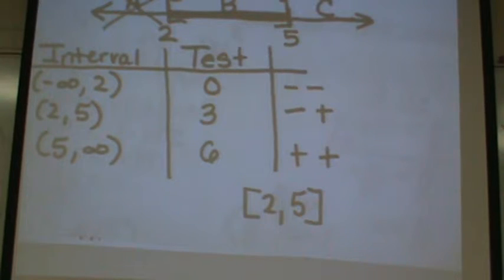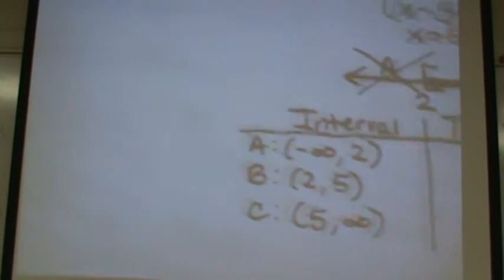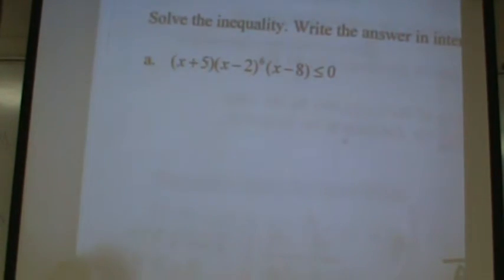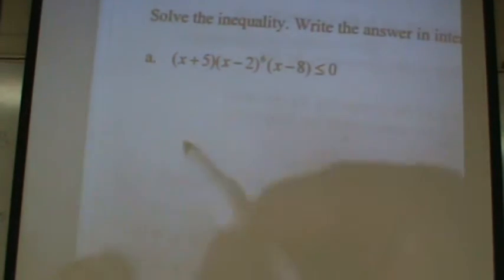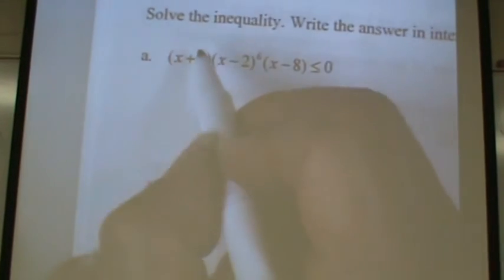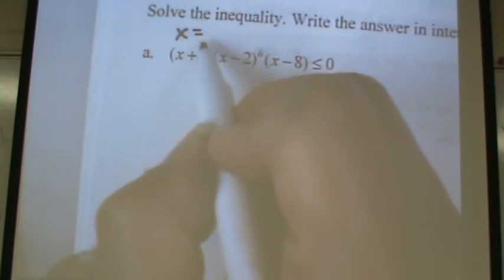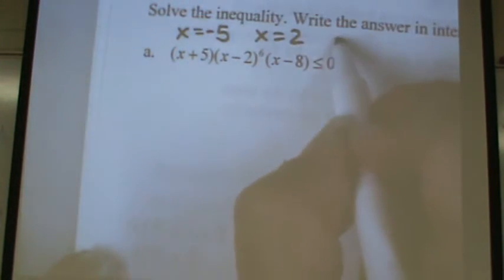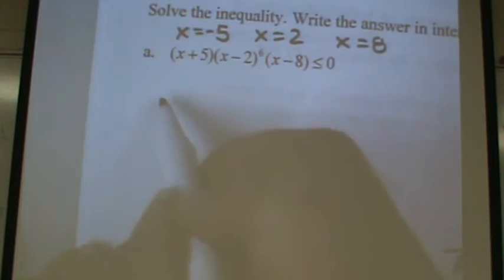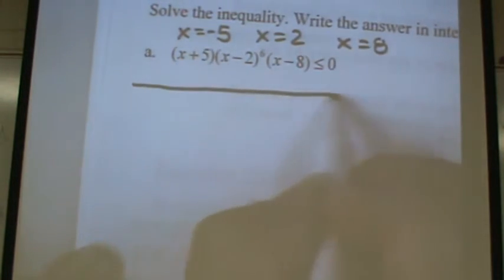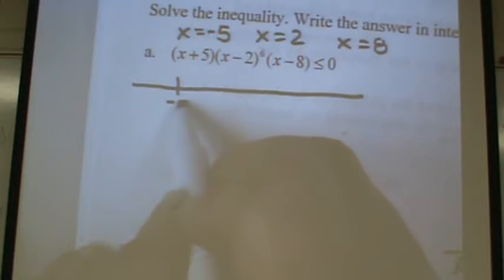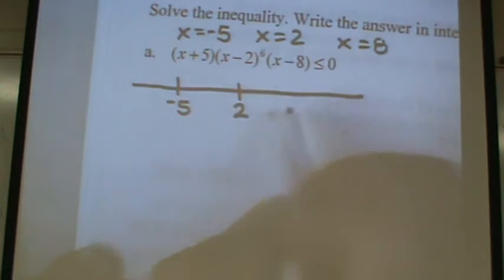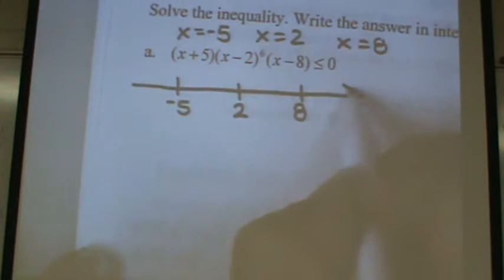Okay, now let's go a little bit deeper into this stuff right here. This one's already factored for us. Can you tell me the critical numbers here? What are they? -5, 2, and 8. So can we organize these numbers on a number line? Yes. What comes first? -5, and then 2, and they happen to be in that order.